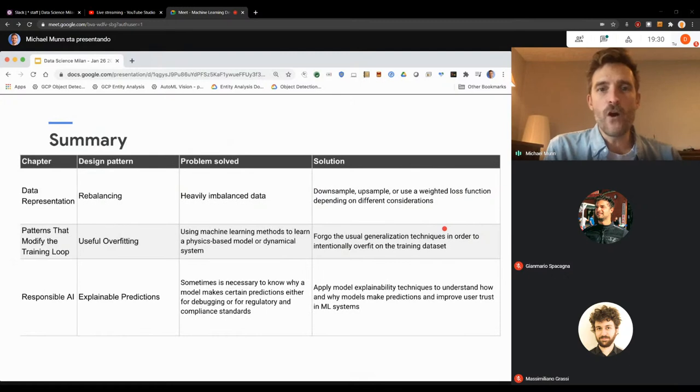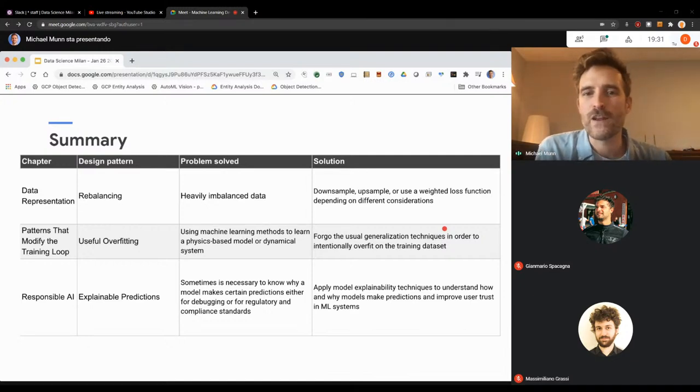So we've gone through 3 different patterns, and I'm a little bit conscious of time, so I'll just give a quick summary. These patterns show up in different areas of the machine learning lifecycle. We first talked about rebalancing. That one is discussed in the chapter on data representation, so how we actually want to represent the problem of our machine learning solution. The problem solved there is dealing with heavily imbalanced data. And there are different solutions that we discuss: downsampling, upsampling, or using a weighted loss function, depending on the different considerations.